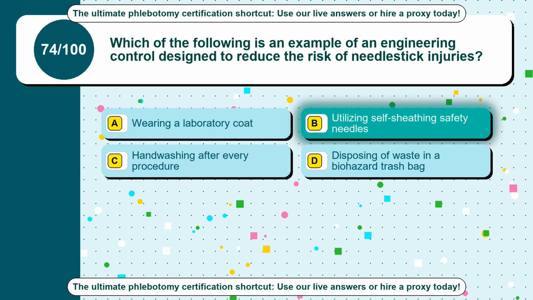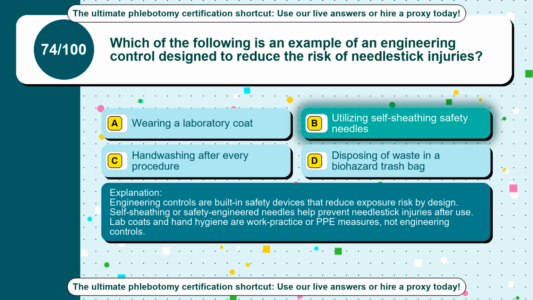Utilizing self-sheathing safety needles. Engineering controls are built-in safety devices that reduce exposure risk by design. Self-sheathing or safety-engineered needles help prevent needle stick injuries after use. Lab coats and hand hygiene are work practice or PPE measures, not engineering controls.